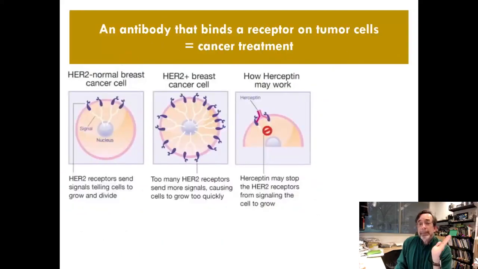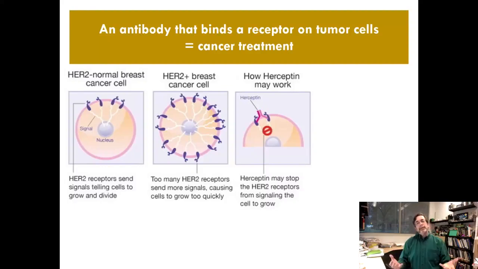So an antibody that binds a particular receptor on tumor cells will make a cancer treatment. It turns out that there are some forms of cancer cell, breast cancer, that express more of a particular receptor called HER2. And so those are called HER2 positive breast cancer cells. Genentech is a company that made an antibody that would bind two of those cells, would cross-link them, and when you stick two of them together, it turns out that they stop signaling the cell to grow.